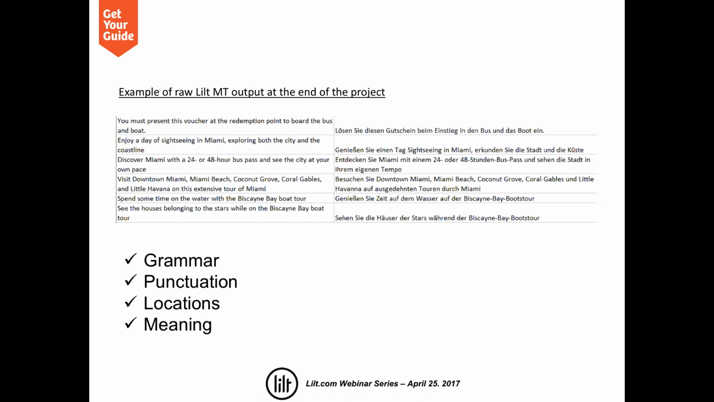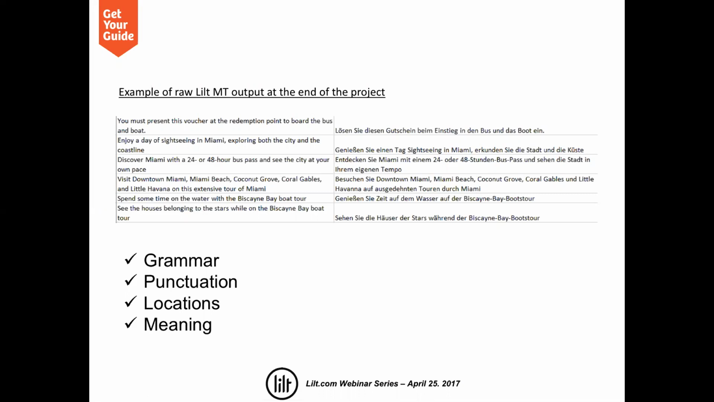For me, it would have been a disaster if Miami Beach would have been translated with the German word for beach, or if coconut would have been translated. That would also have been very complex on my side because no customer would have understood what happened.